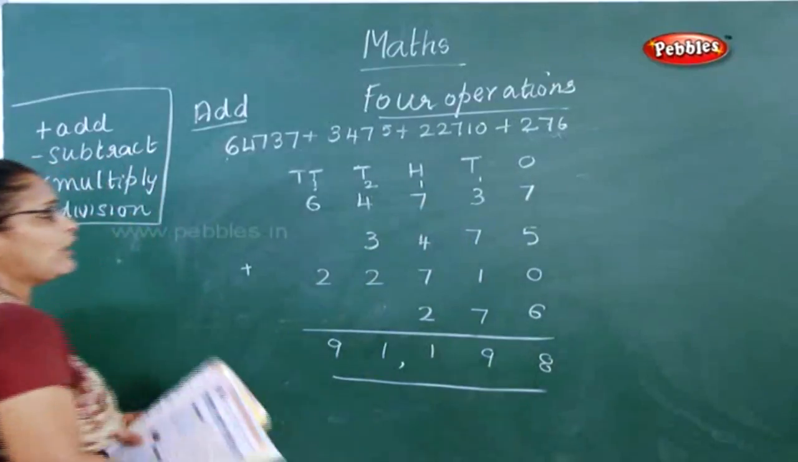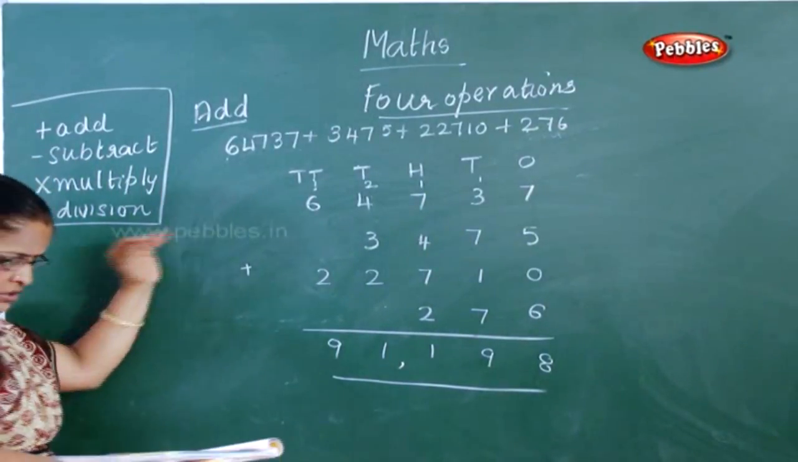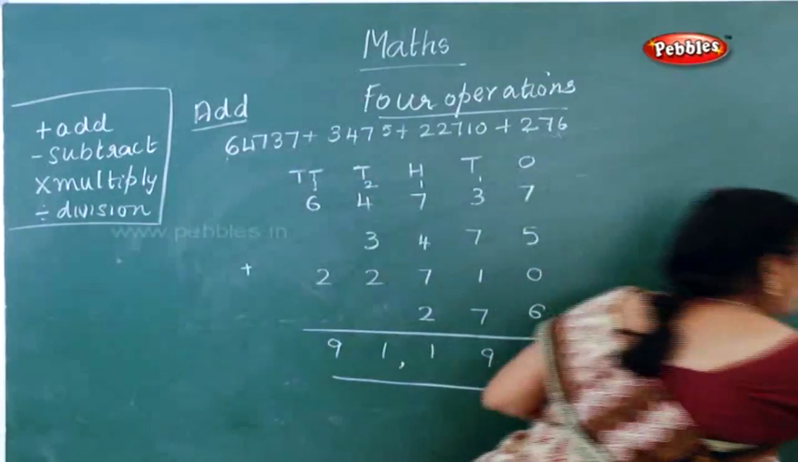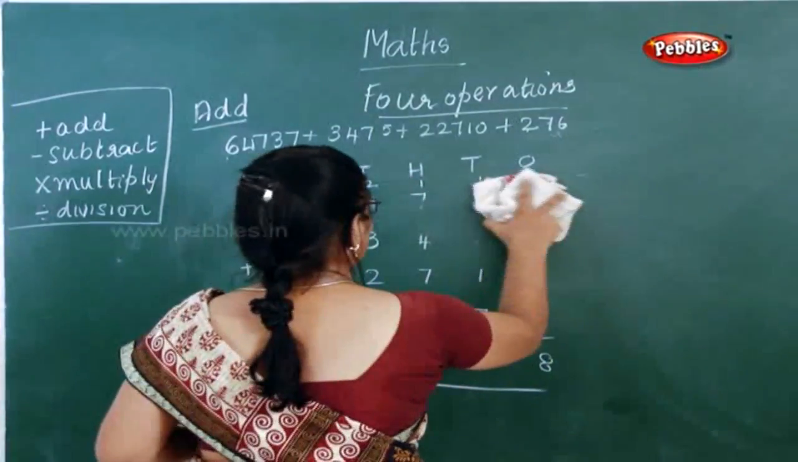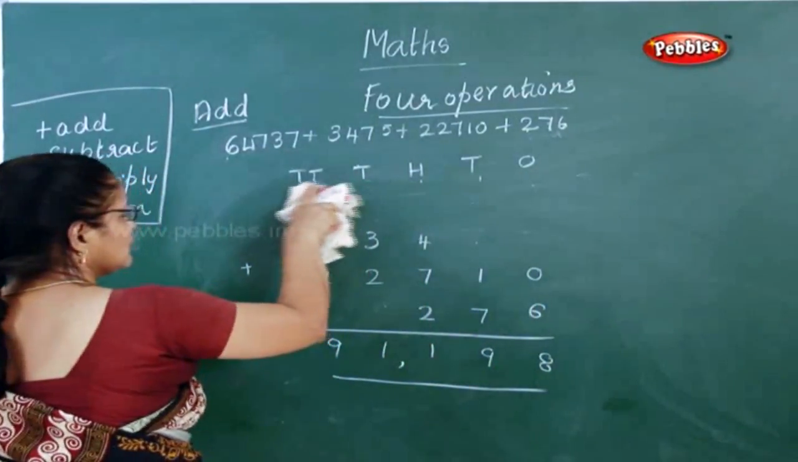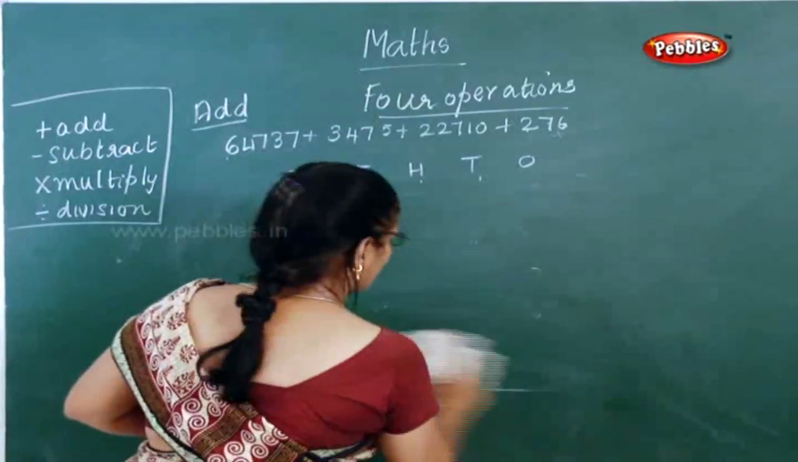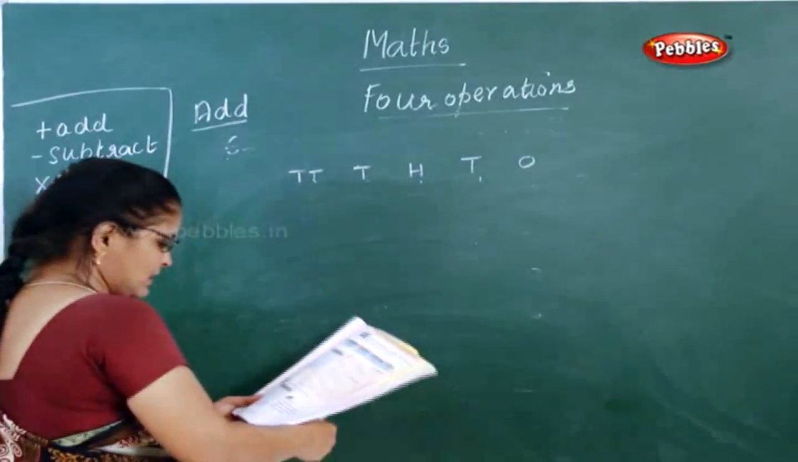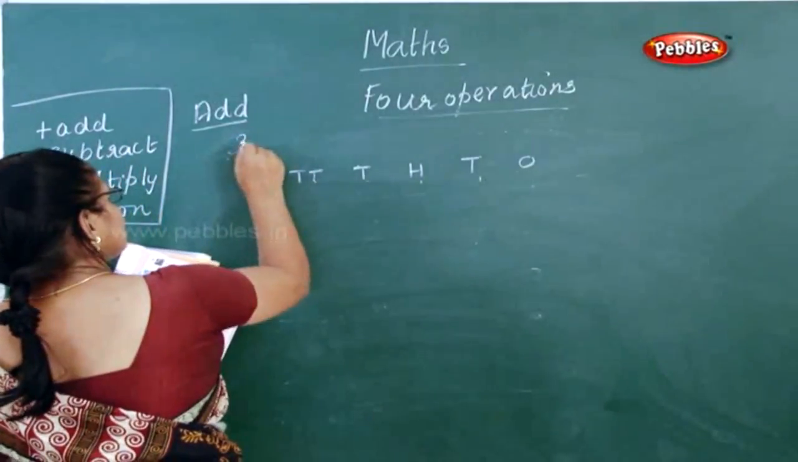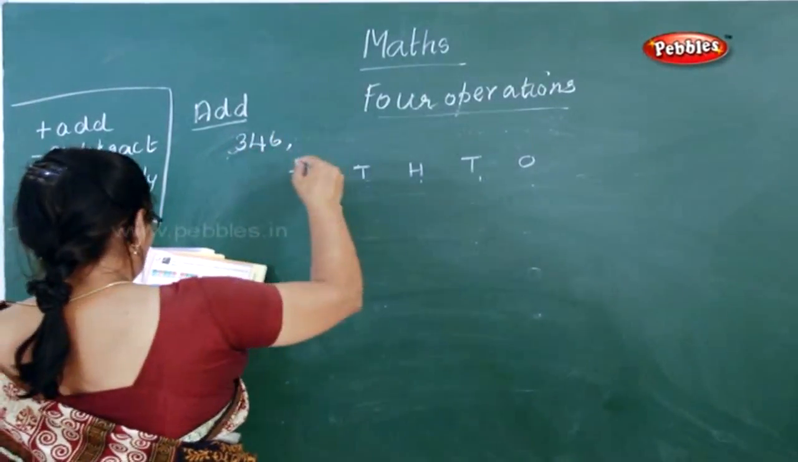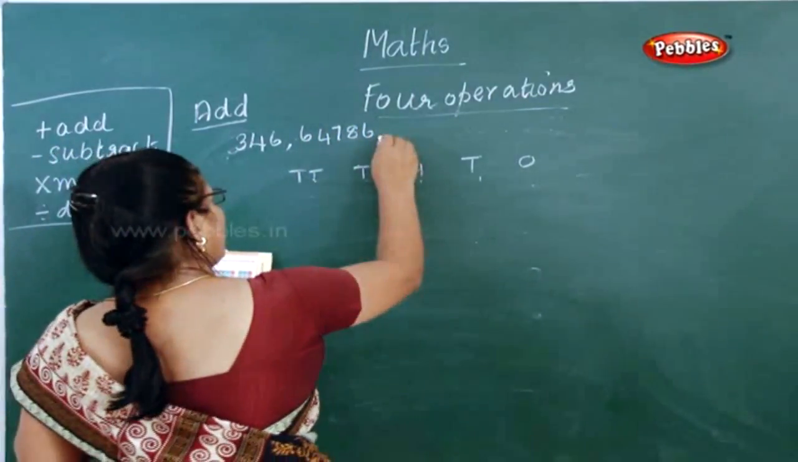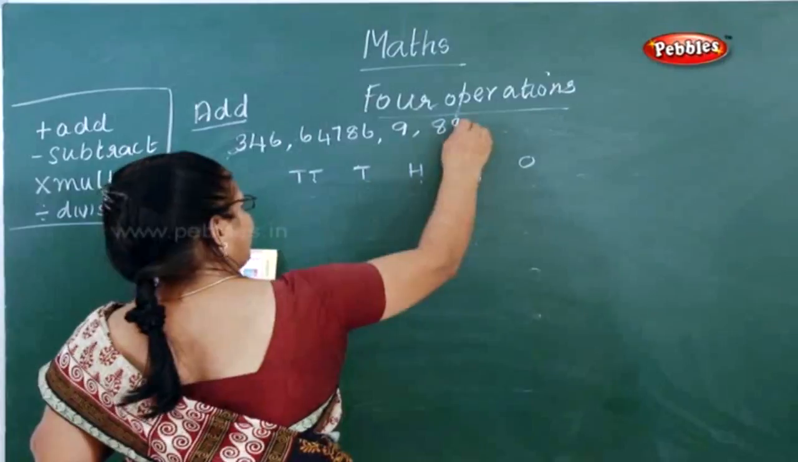So this is how you have to do all your addition sums. Now next, there is one more sum: 346, 64786, 9 and 89.